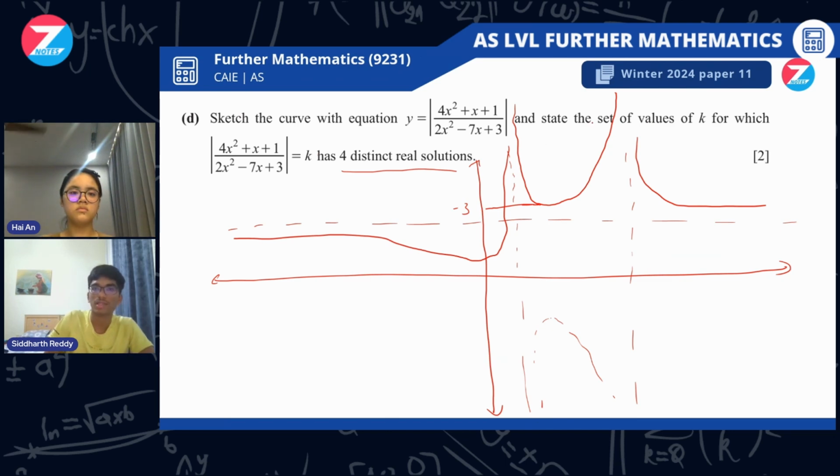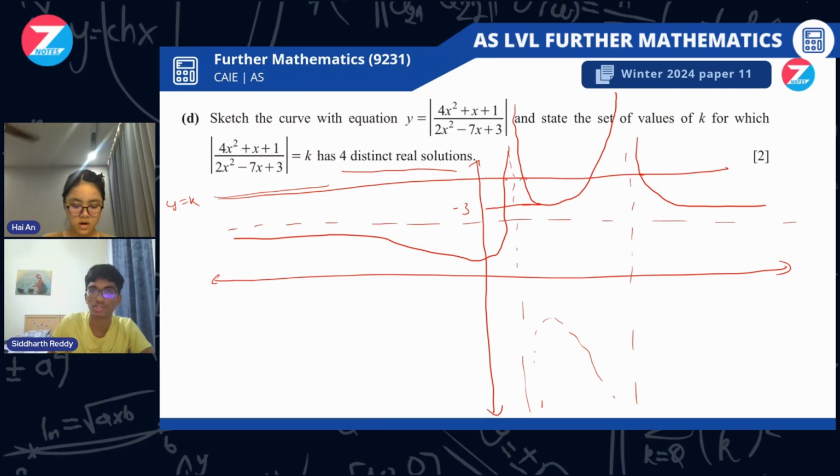So what they're asking is: state the set of values of k for which this graph is equal to k has 4 distinct real solutions. So k means just a line of y is equal to k. So when we draw it through, there should be 4 different intersections like this.